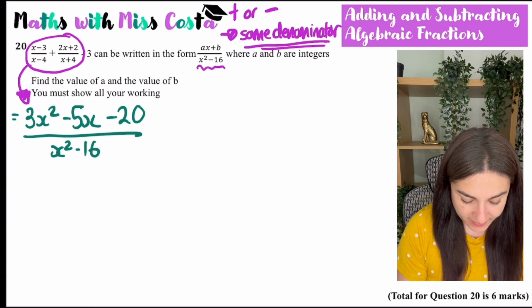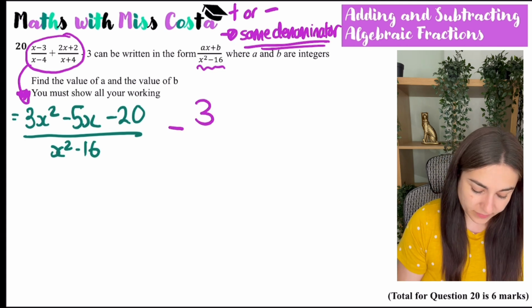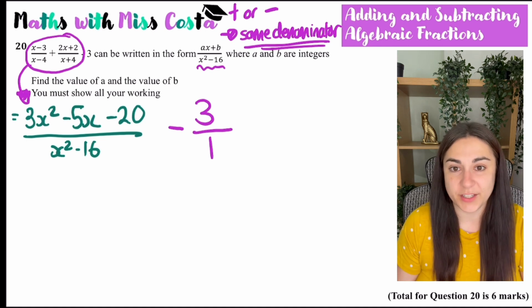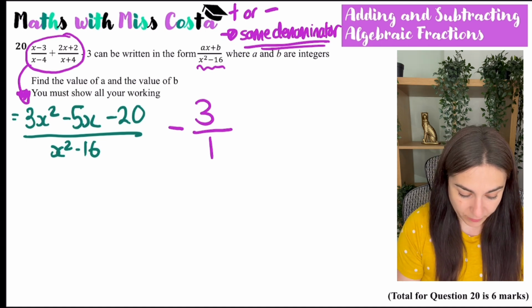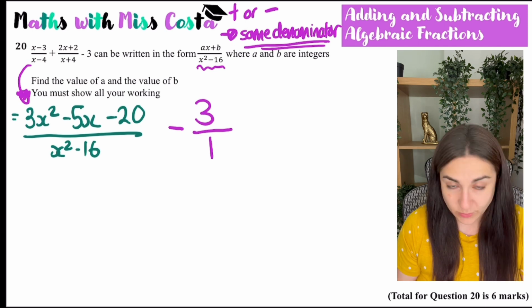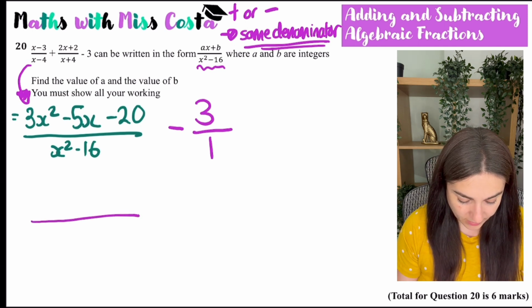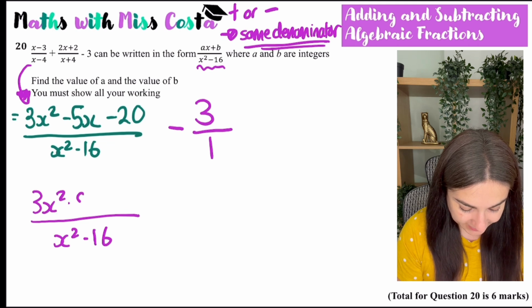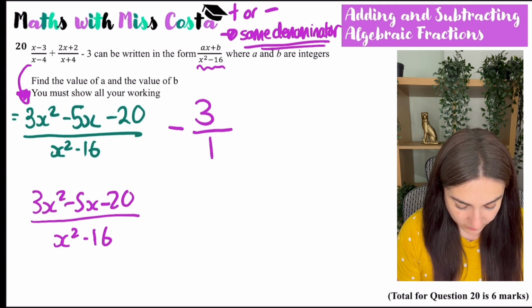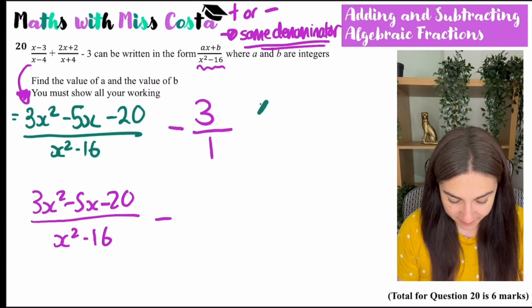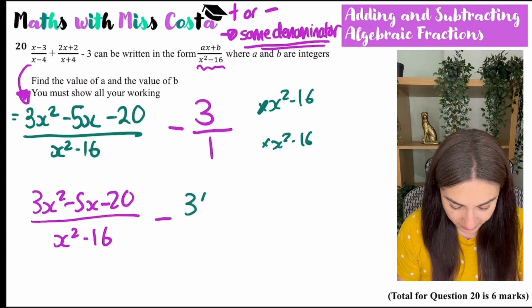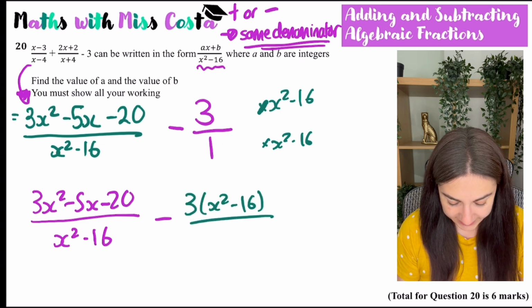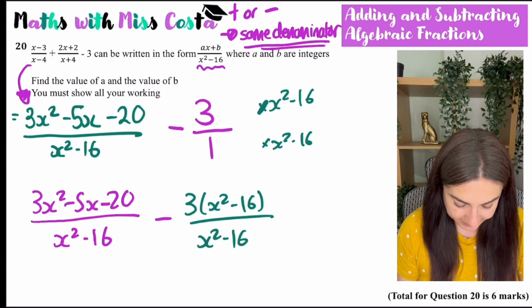Because what I then need to do is subtract 3. So to turn any number into a fraction, you just write it as over 1. So that would become 3 over 1. But in order to add or subtract fractions, they need to have the same denominator. So because this is 1, and when I multiply anything by 1, it stays the same, this fraction is going to stay the same, because all I need to do is multiply this fraction by x squared minus 16 so that they have the same denominator. So this would become 3 brackets x squared minus 16 over x squared minus 16.